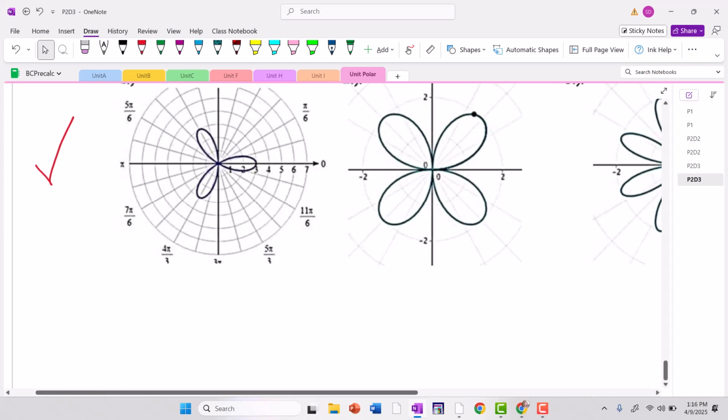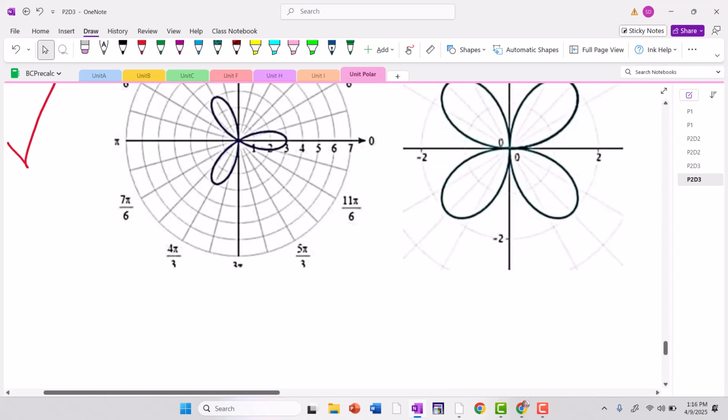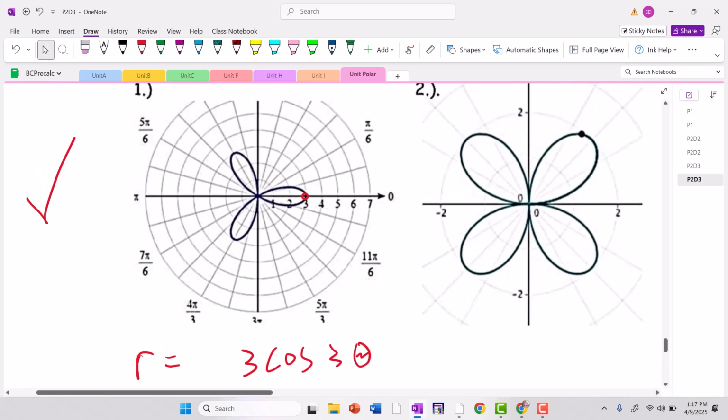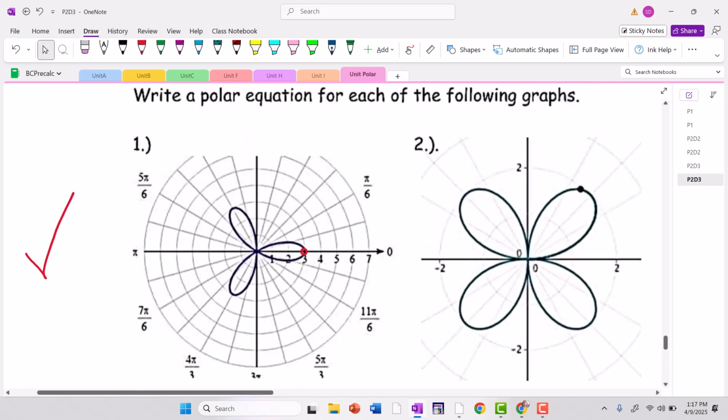The government. All right, so what's this first one? Sine or cosine? This is a cosine. Why? Because cosine of 0 is 1, and 1 times 3 is 3. So what's in front of it? 3. And then what's in front of theta? 3.